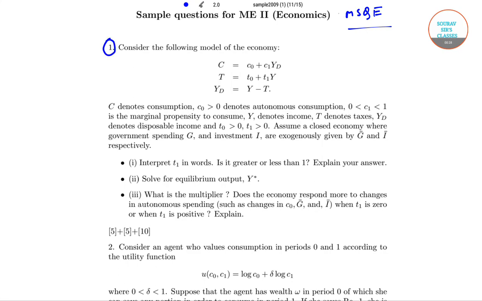So in question number 1 it is given, consider the following model of the economy. Here C, which is the consumption function, is given as C0 plus C1 YD. First we need to remember one thing: this is the consumption function where C0 is autonomous consumption.